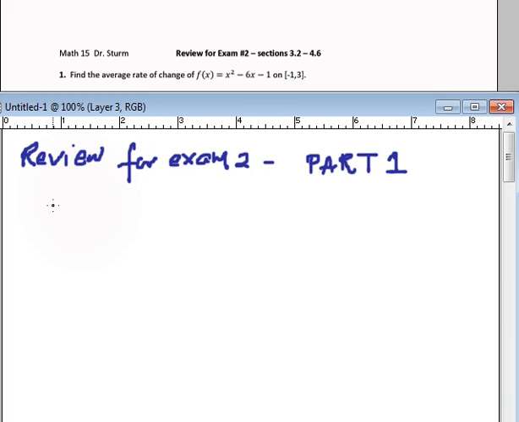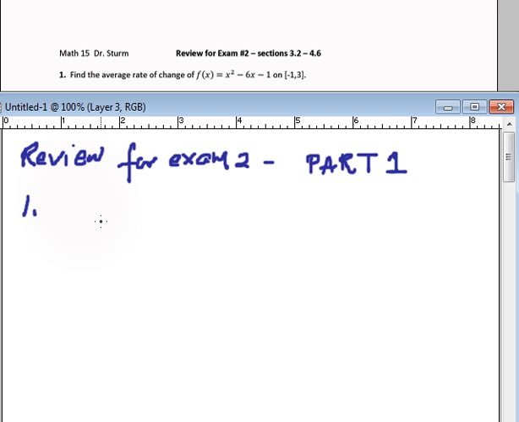Hi everyone. So here's review for exam 2 part 1. Okay, so we'll start with the first question. We want to find the average rate of change of f of x equal to x squared minus 6x minus 1 on the interval minus 1, 3.